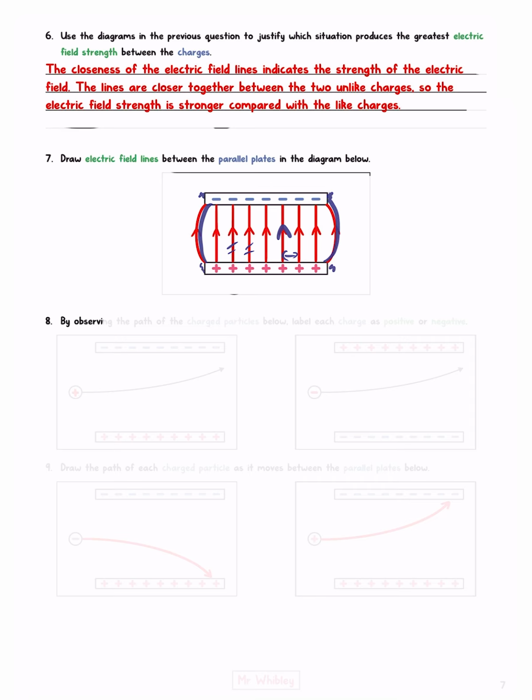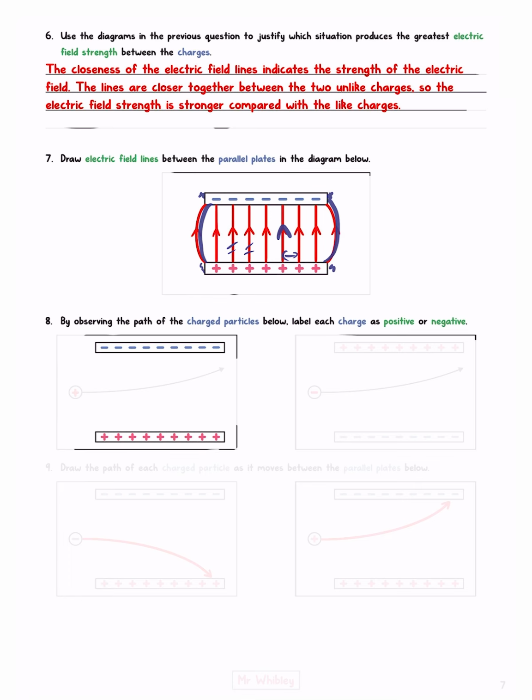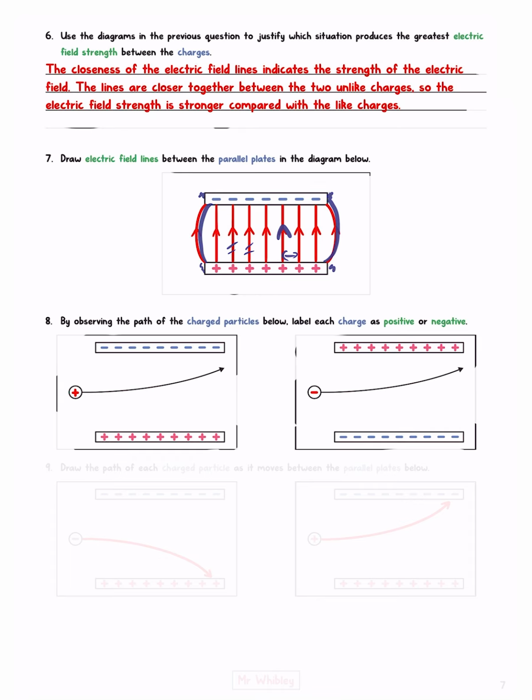Question 8. By observing the path of the charged particles below, label each charge as positive or negative. So we have a negative and positive plate, and we have some charge which is deviating towards the negative plate. Because it's being attracted to the negative, it must be positive. On our second diagram, we have our positive and negative plate. We have our charge, which is deviating towards the positive plate. Because it's being attracted to the positive, that means it must be negative.